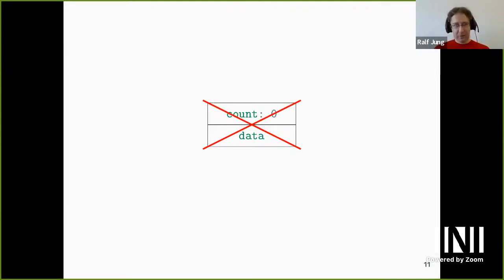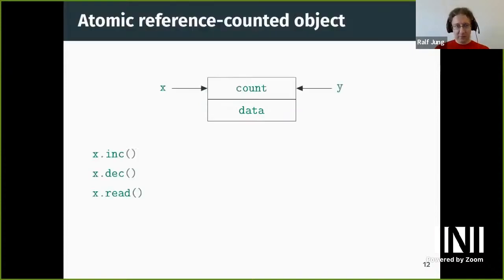And so how do we implement such a reference-counted object? Well, the basic API that we are going to consider here is that we can increment and decrement the count, and we have a way to read the data field. So in the simplified API, we cannot actually change data, so that I can keep the invariant reasonably simple.